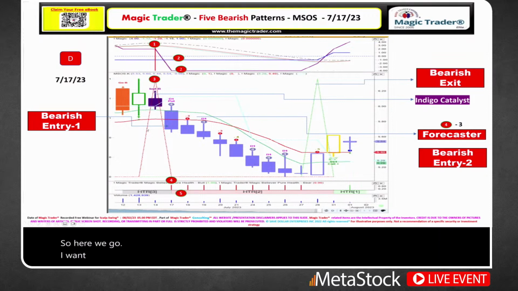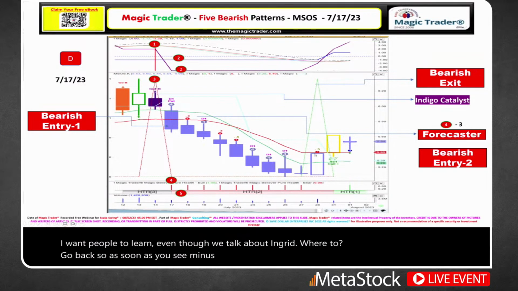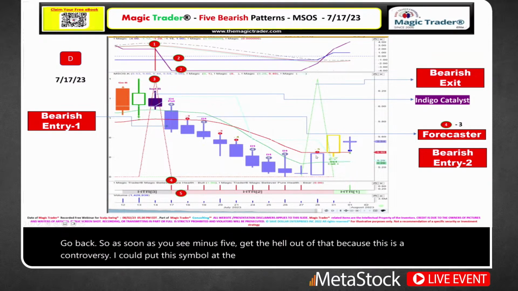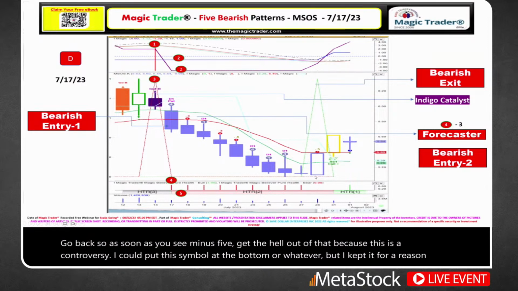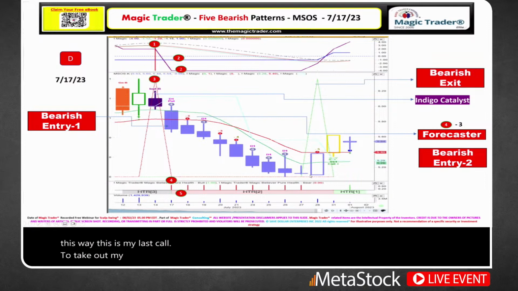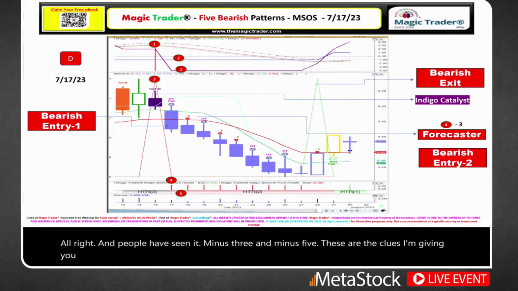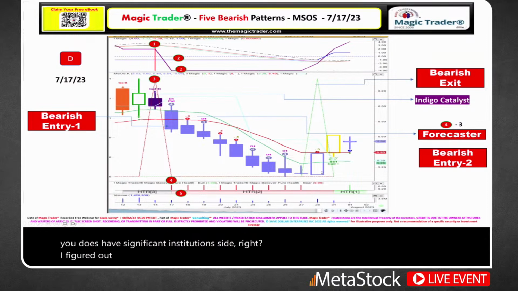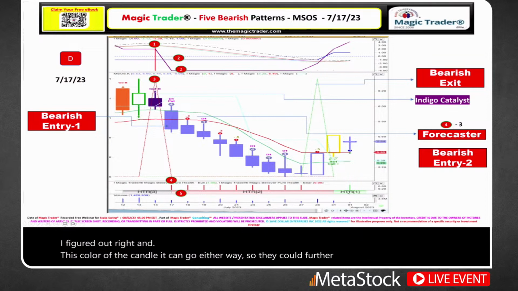I want people to learn, even though we talk about the ingredients, where to go back. As soon as you see -5, get the hell out of that, because this is a controversy. I could put this symbol at the bottom or wherever, but I kept it here for a reason. This is my last call to take out my profit. People have seen it, -3 and -5. These are the clues I'm giving you. They have significance on the institution side. I figured it out. This color of the candle can go either way. They could go further to E and F color candles, but here they reverse.